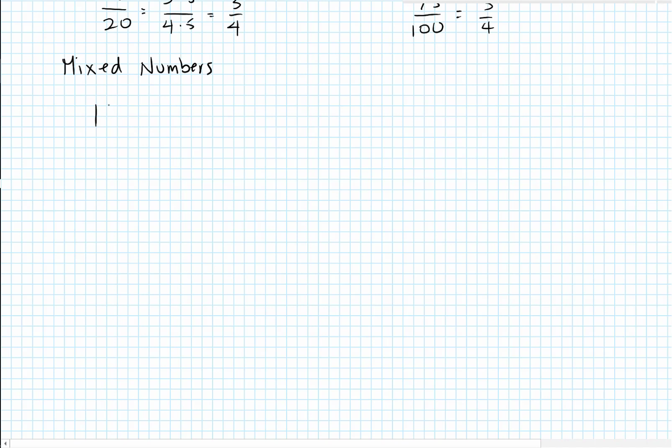So 1 and 3/4, what does this really mean? It means 1 plus 3/4, so we can convert that to 4 over 4 plus 3 over 4, and we end up with 7 over 4.